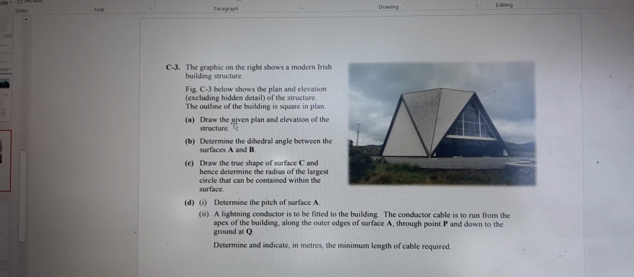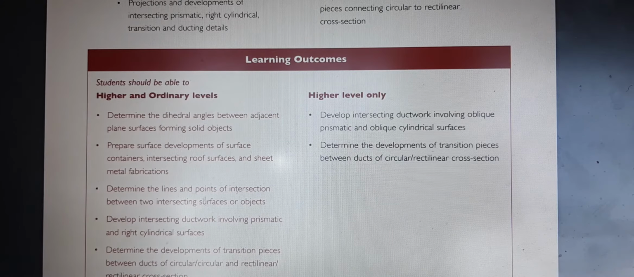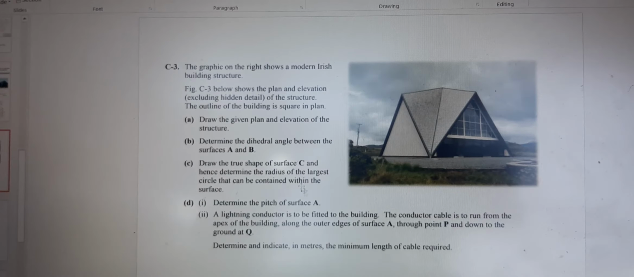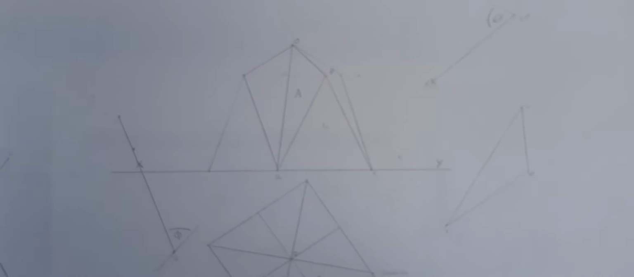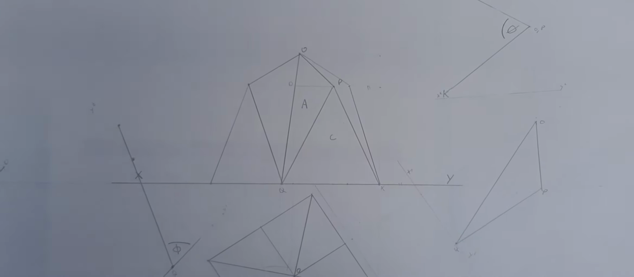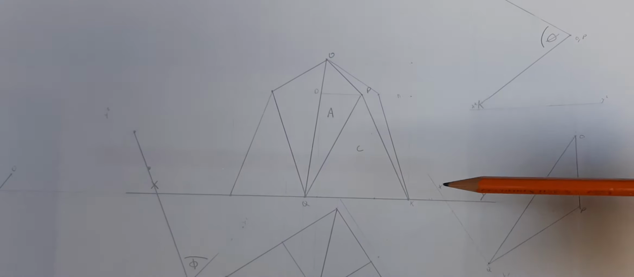But when they say draw the given plan and elevation, that relates to what I said about orthographic. And the next question they asked you was determine the dihedral angle between surface A and surface B. So I have this question done out. I'm going to bring this camera around a bit now so you can see it. Hopefully, when I hold this tripod, it will still stay similar. So this is the same building that they showed in the picture.